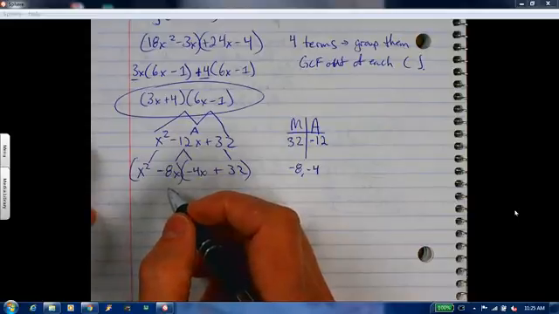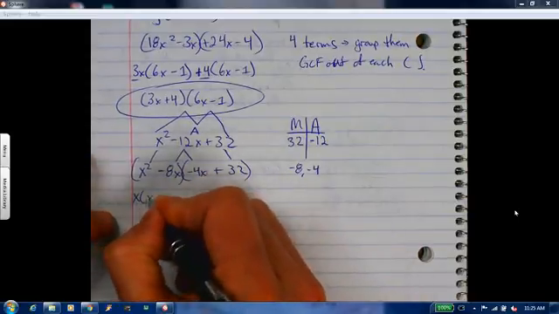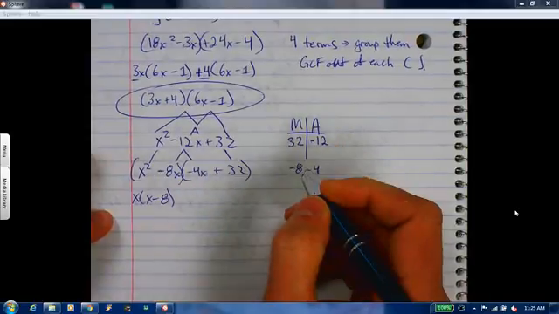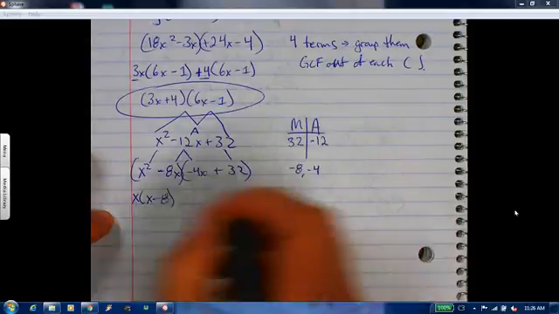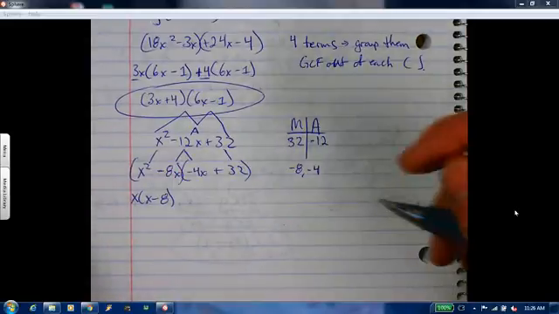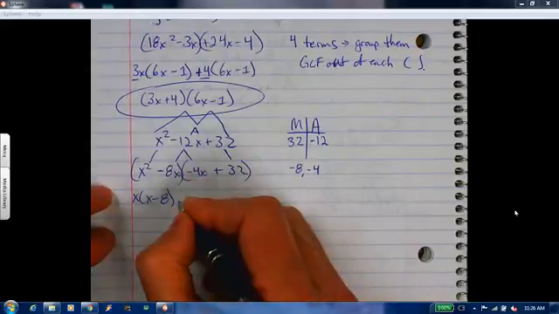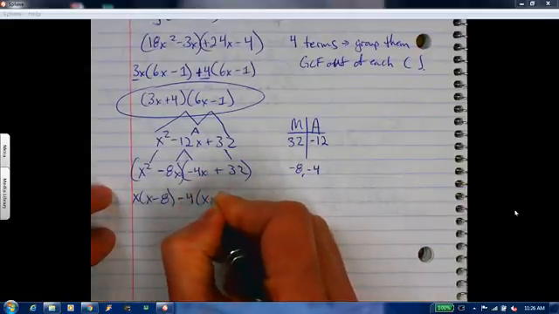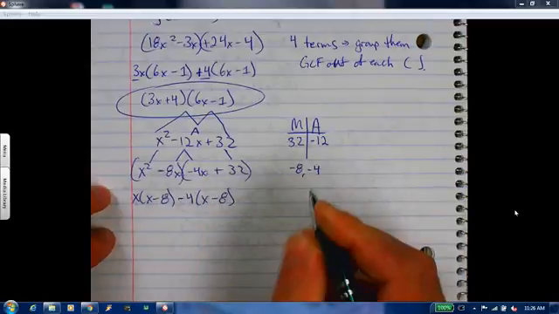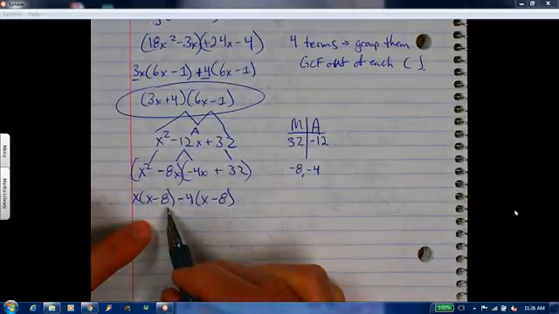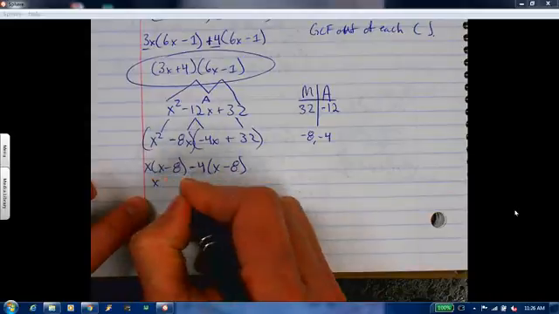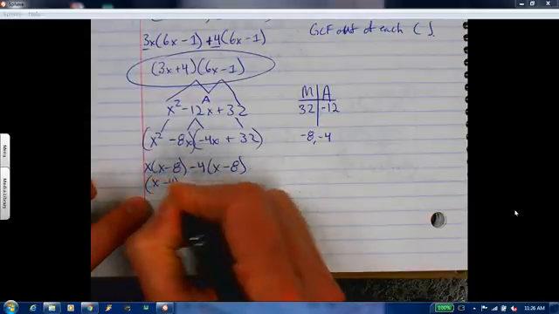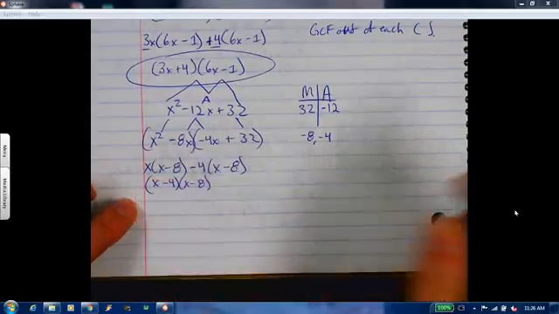You take an x out of the first one. What do you take out of the second one? Negative 4. Depending on how you write them, either negative 4 or negative 8, depending on how you wrote your first 2, your middle terms. Okay. Your 2 parentheses should be the same. The answer would be x minus 4 times x minus 8, or x minus 8 times x minus 4. The order there does not matter.